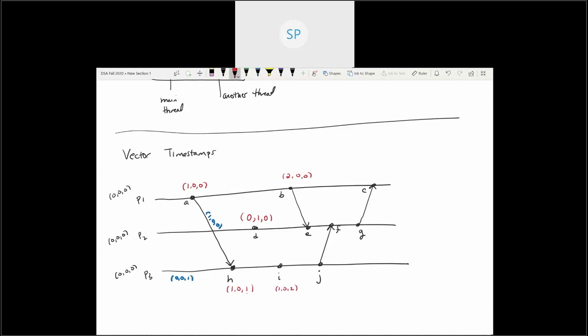And then what about E? So 2, 2, 0, right? Because the first thing we're going to do is tick that 1, so that's going to become a 2. And then it's going to do a pairwise max between that ticked vector and the timestamp that's attached to that message, and you're going to end up with 2, 2, 0. All right. Questions on the process?